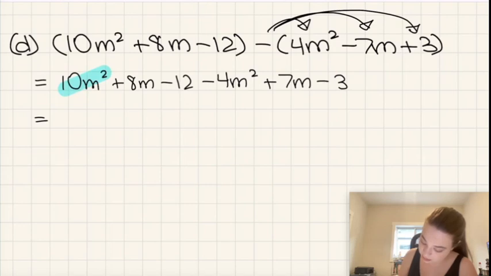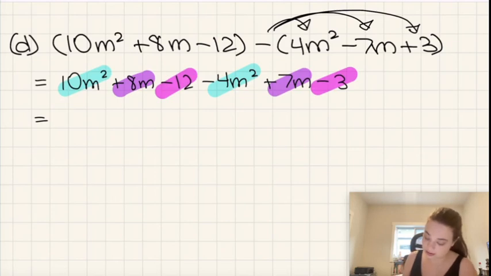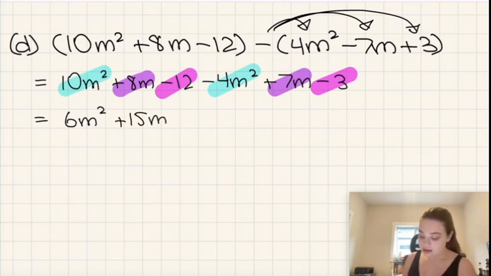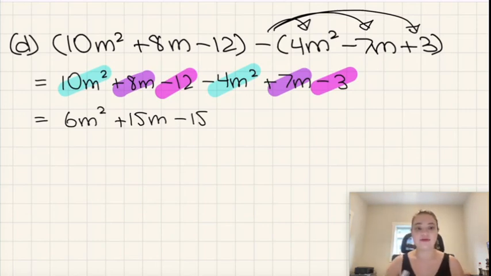And then we're going to add 10m squared and negative 4m squared. We're going to add the m's and we're going to add the constants. So let's start with the m squareds. 10m squared minus 4m squared is 6m squared. Then we have 8m plus 7m, which is 15m. Then we have negative 12 minus 3, which is negative 15. And that is our final answer.